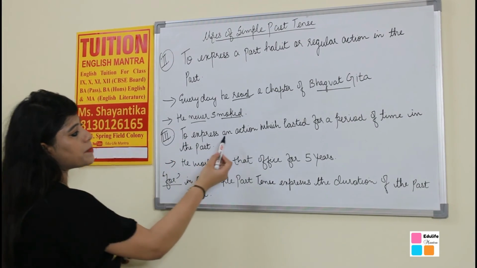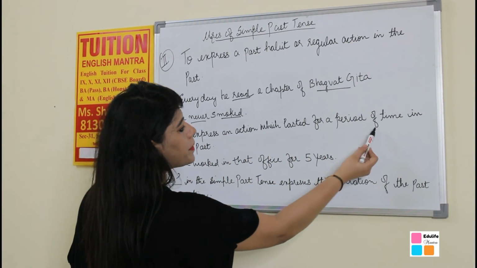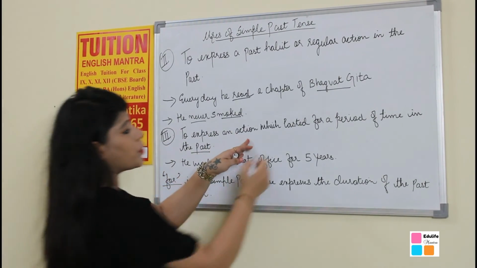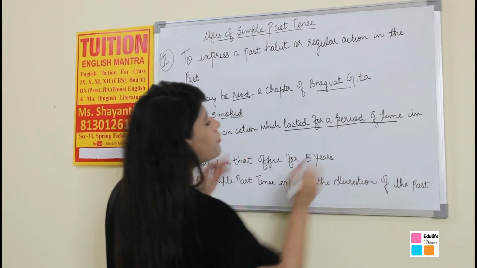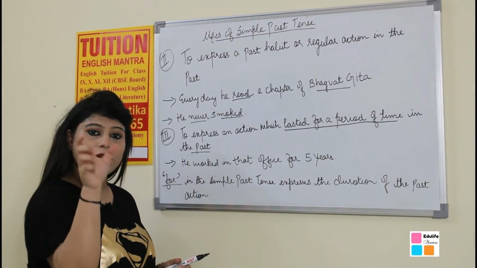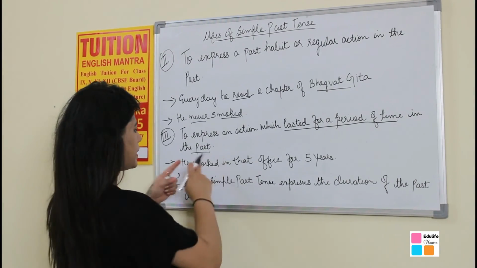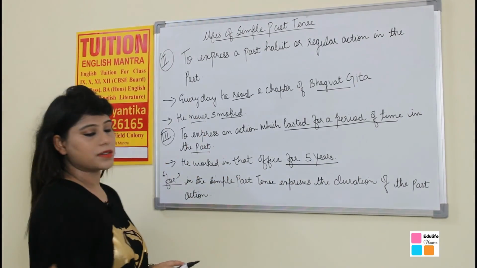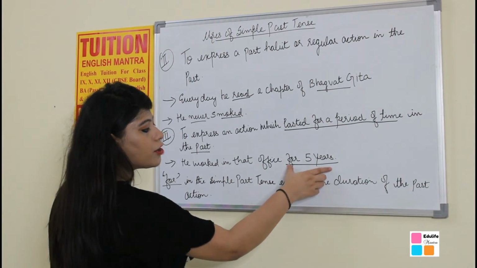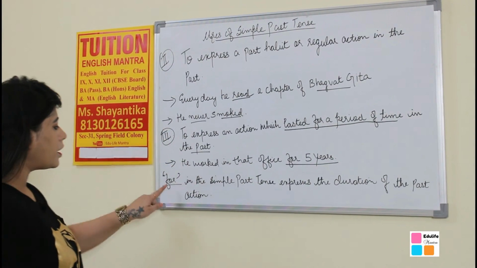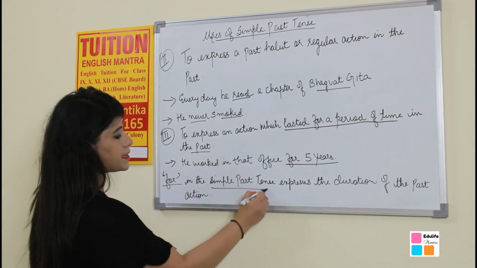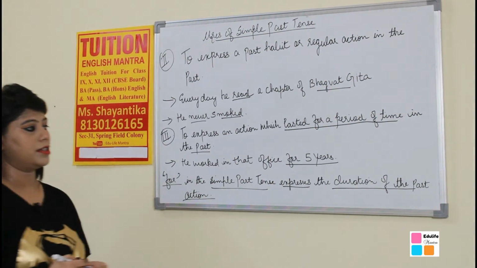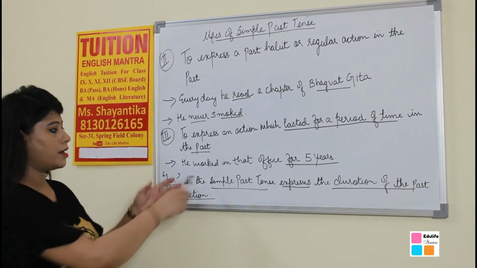Third, to express an action which lasted for a period of time in the past. For example, he worked in that office for 5 years. So this is the period of time which is given. Simple past tense expresses the duration of the past action, that for a particular duration he worked in that office.